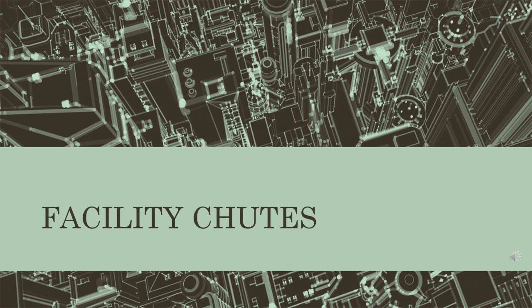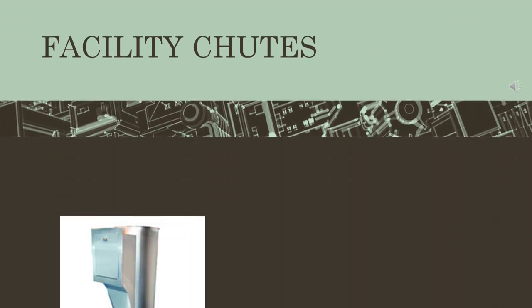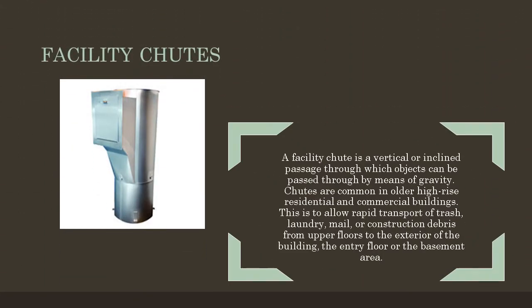Facility chutes. A facility chute is a vertical or inclined passage through which objects can be passed by means of gravity. Chutes are common in older high-rise residential and commercial buildings. This is to allow rapid transport of trash, laundry, mail, or construction debris from upper floors to the exterior of the building, the entry floor or the basement area.